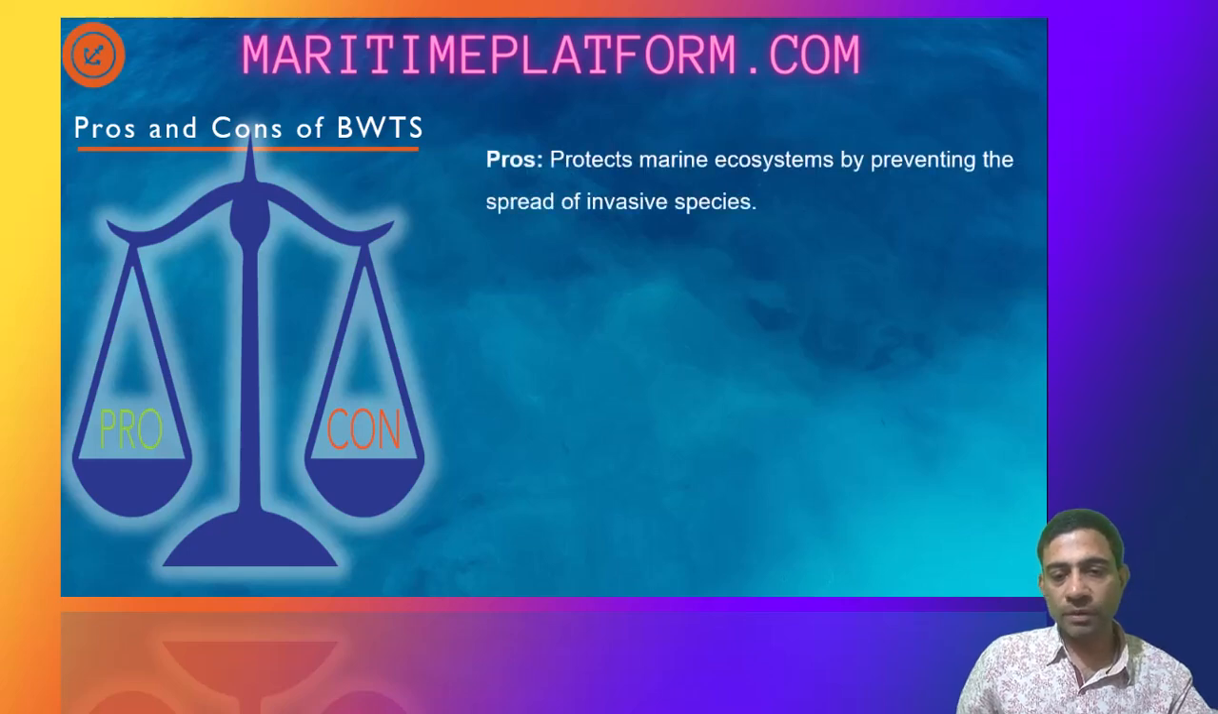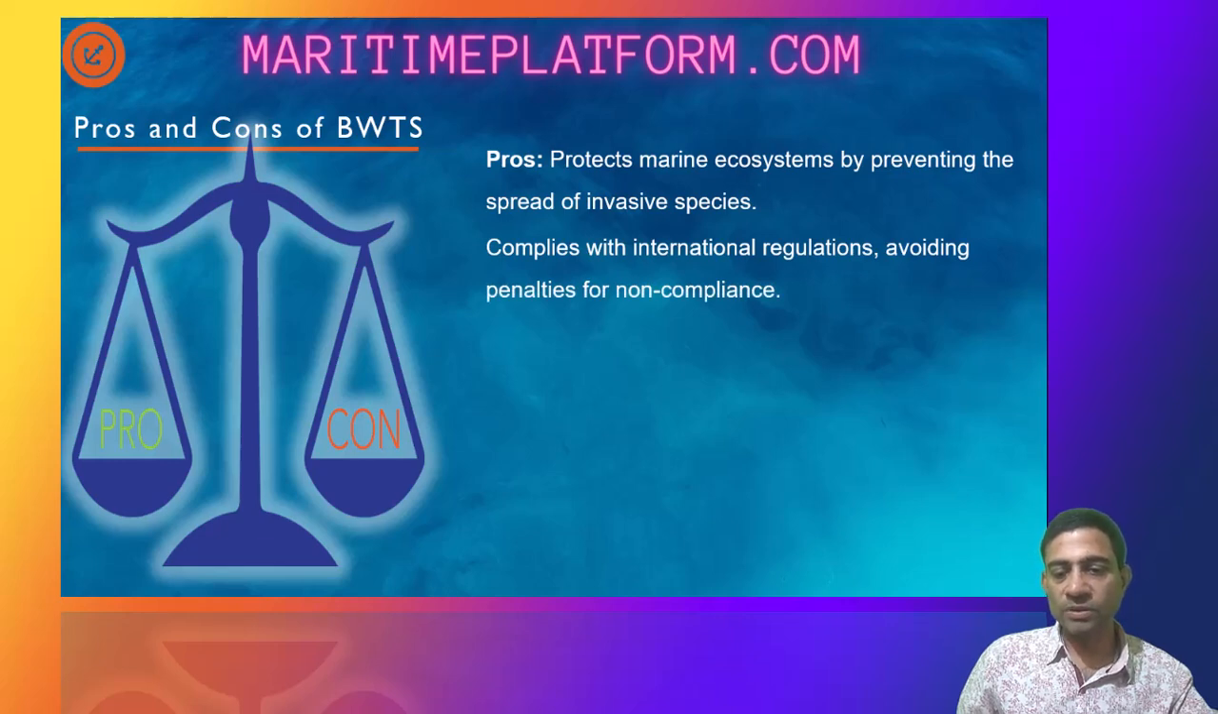Pros and cons: protects marine ecosystem by preventing the spread of invasive species, obviously. Complies with international regulations, avoiding penalties for non-compliance. Again, obviously you have to have a ballast water treatment system to avoid fines and penalties, as there are some countries which are very strict about their ecosystems and they don't want ships coming and loading cargo and discharging ballast in their waters, bringing in more invasive species which can create diseases in their ecosystems. So they are very wary of it, and they can put large penalties and they can ban the ships. So obviously you have to have a ballast water treatment system.